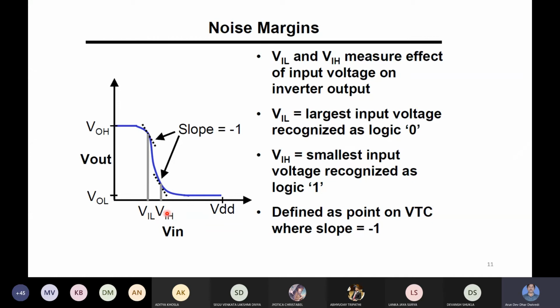So VIH is the minimum input voltage which is treated as logic high, and VIL is the largest input voltage which is treated as logic low. VIL is the largest input voltage treated as logic low, and VIH is the smallest input voltage that can be treated as logic high. So these are a few important points, and the slope points also we have understood now.